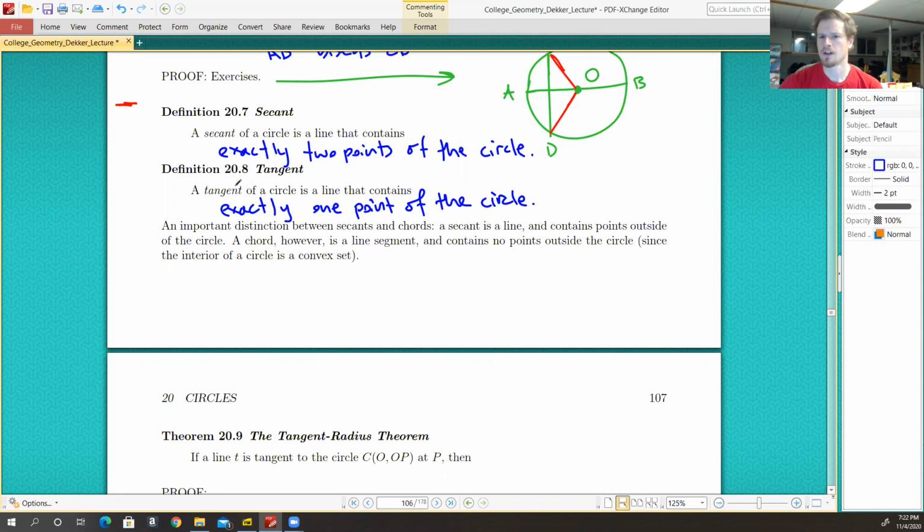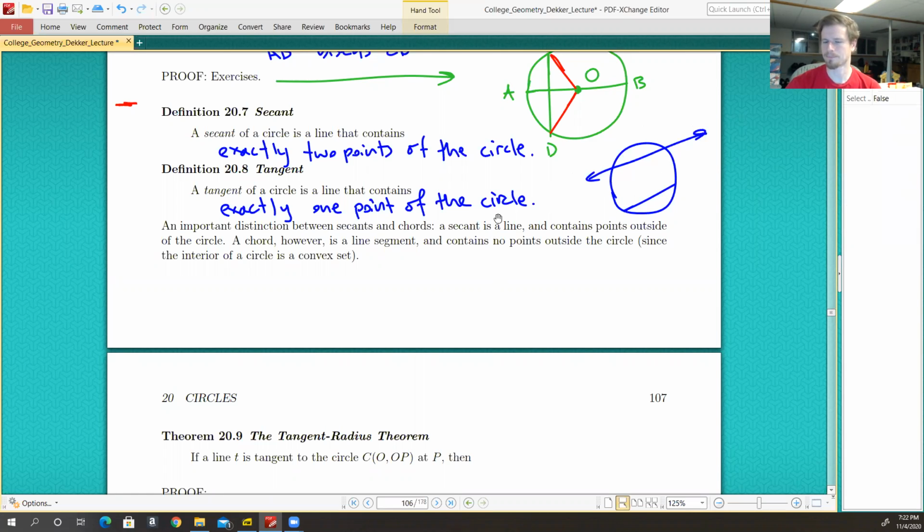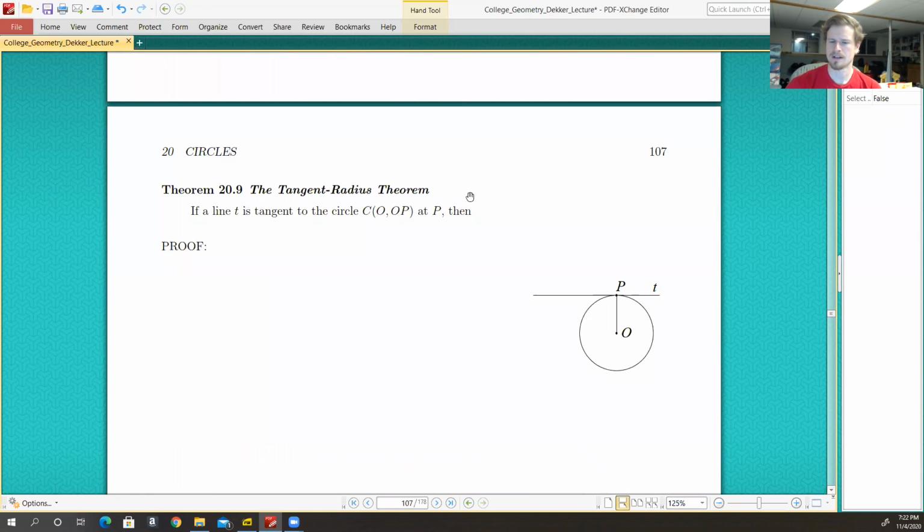Excellent. So keep in mind here that if we have some circle, a secant line is a line that continues forever and contains points outside the circle. Compare that to a chord, which is a line segment that only contains points inside the circle. So a secant line compared to a chord. We want to recognize that difference there. All right.